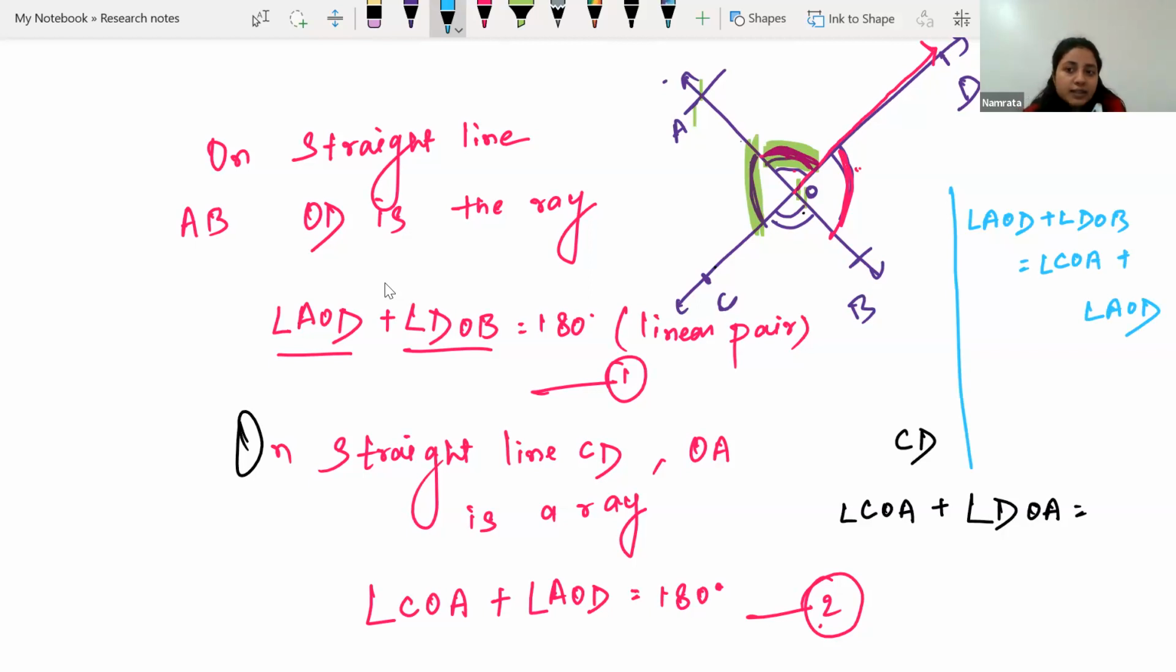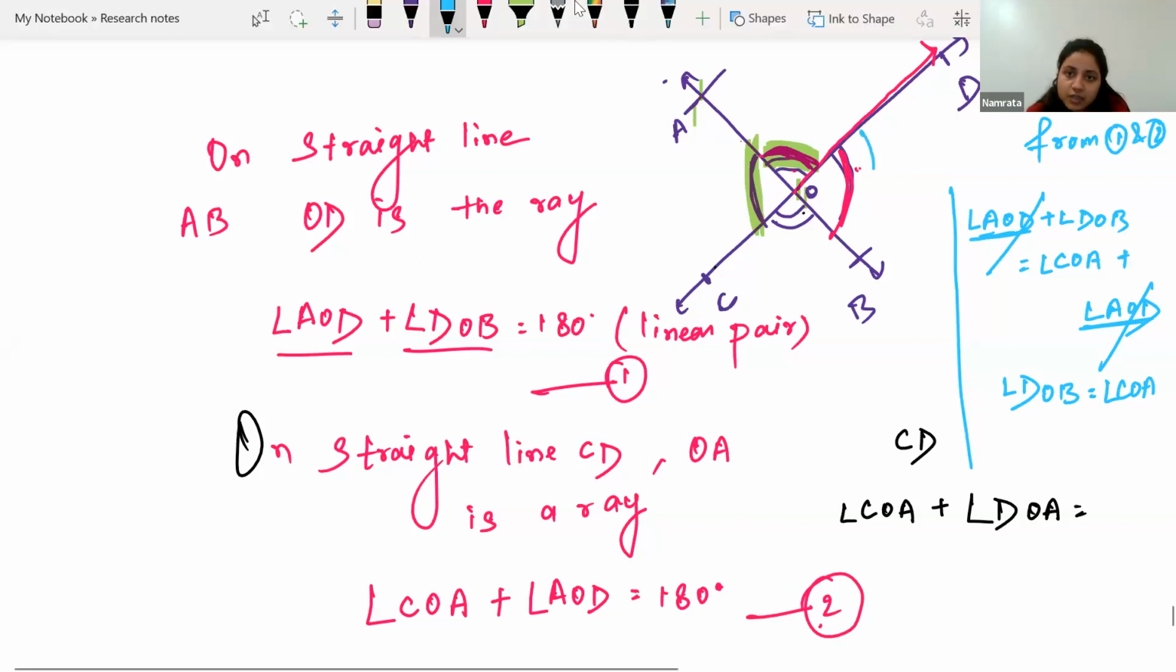And if we write it like that from 1 and 2, then we will get AOD here, AOD here, both will cancel out each other. Then we will get angle DOB is equal to angle COA. Let's check DOB, COA. Can you see these are the angles which we got the same, this and this one, and that's what we wanted to prove.